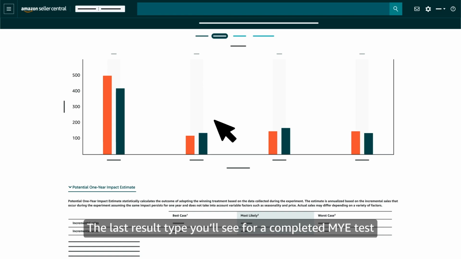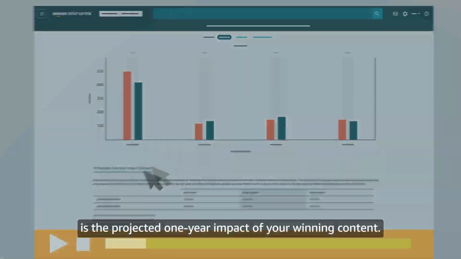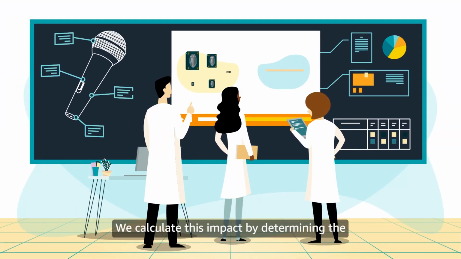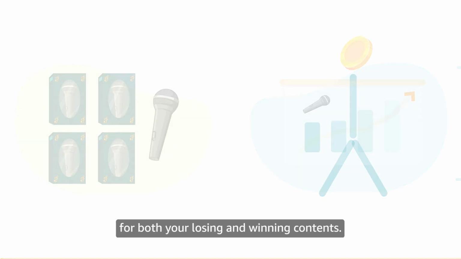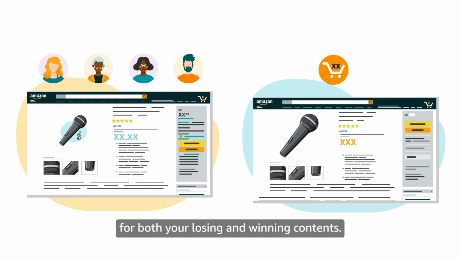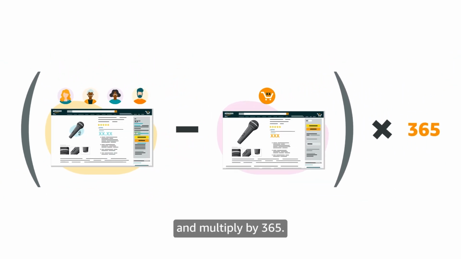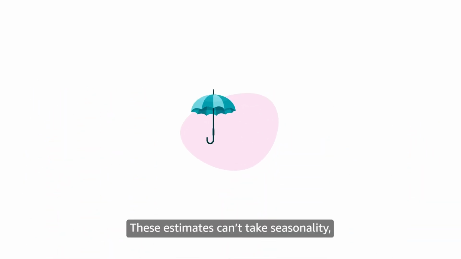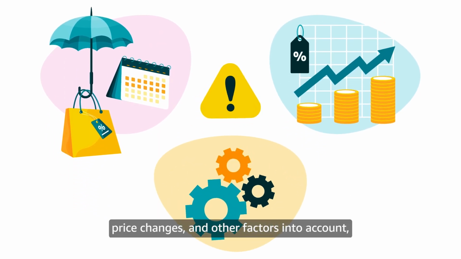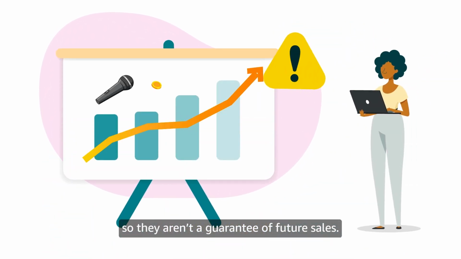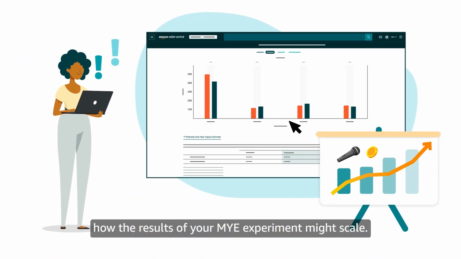The last result type you'll see for a completed MYE test is the projected 1-year impact of your winning content. We calculate this impact by determining the average daily units sold and the average daily sales for both your losing and winning content. We then subtract the losing averages from your winning ones and multiply by 365. These estimates can't take seasonality, price changes, and other factors into account, so they aren't a guarantee of future sales. But they can help you understand how the results of your MYE experiment might scale.